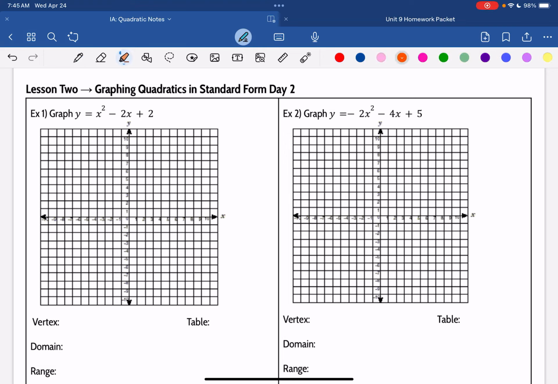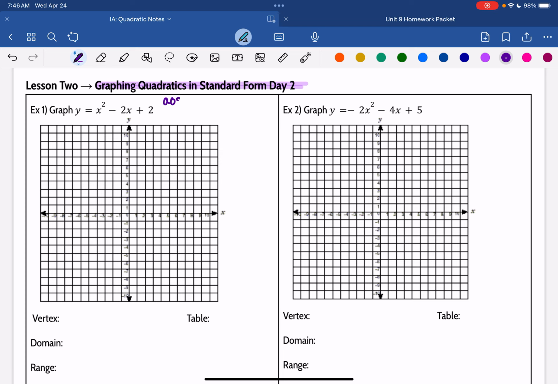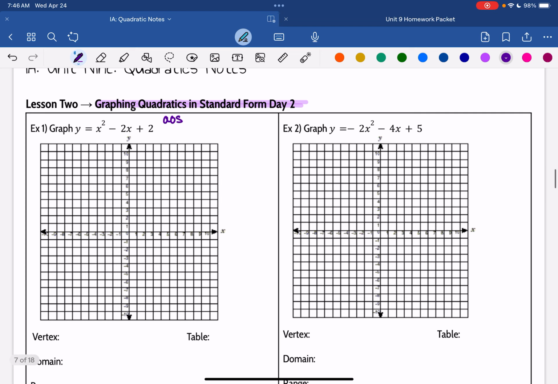This is lesson 2, graphing quadratics in standard form, day 2. So, number 1, first thing we're going to do is find our axis of symmetry. I'm going to do that up top. Axis of symmetry, remember that equation is x equals negative b over 2a.